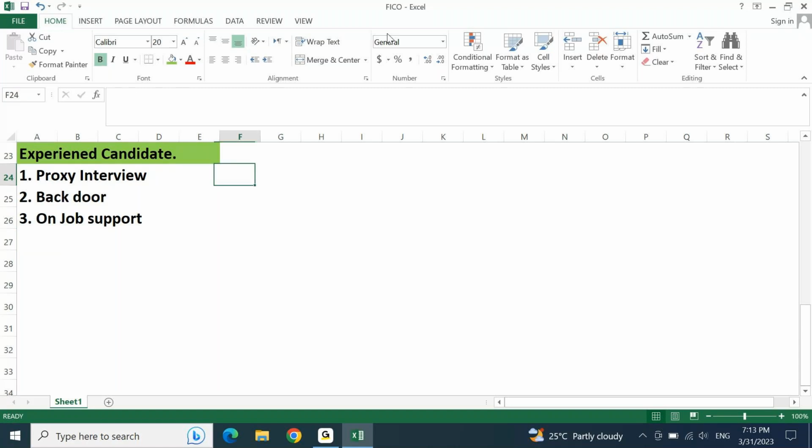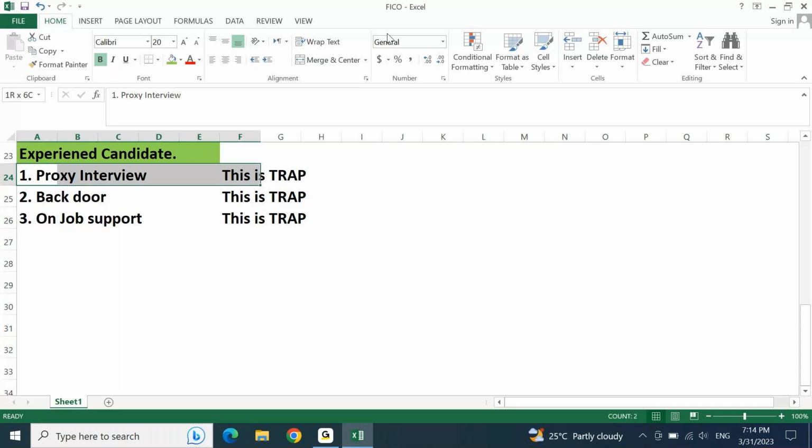Okay, so this is a trap. This is also a trap. This is also a trap. Make sure you are not falling into these three traps. Point number one, never believe anybody who says they'll help you with a proxy interview. Never believe anybody who says they'll help you get a backdoor job. Never believe anybody who says they will support you on your job. In short, on-job support.